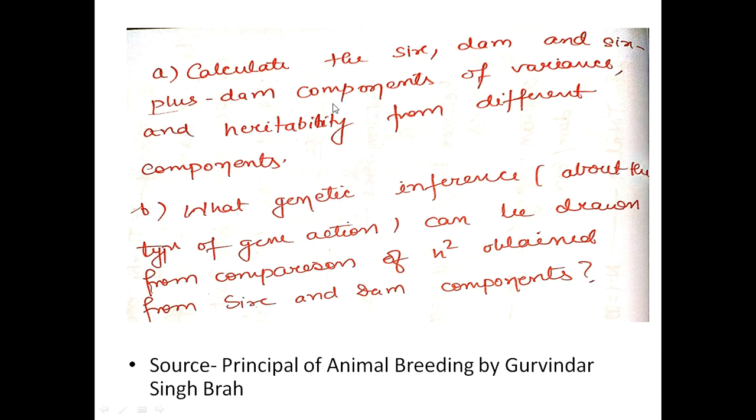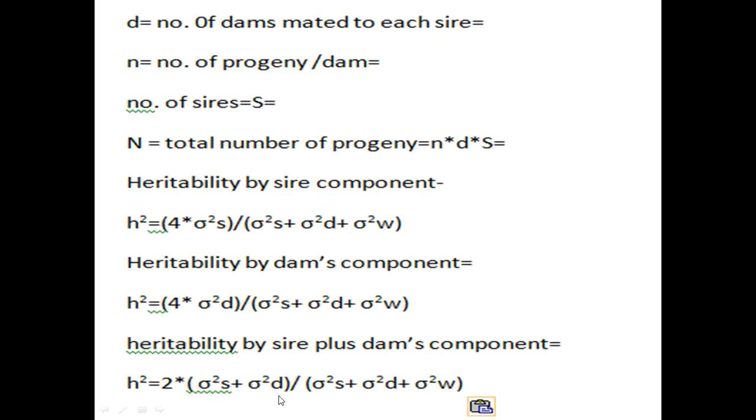So the question is: calculate the sire, dam and sire plus dam components of variance and heritability from different components. What genetic inference about the type of gene action can be drawn from the comparison of h square obtained from sire and dam components? The source is Principles of Animal Breeding by Gurvinder Singh Brar, with lots of thanks and courtesy.